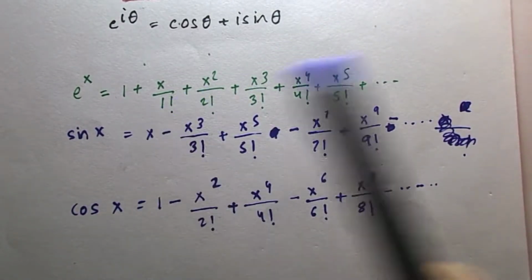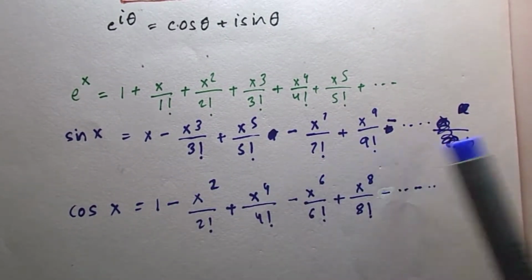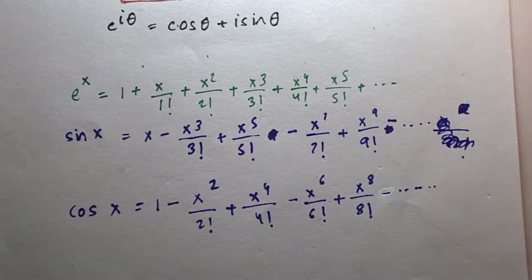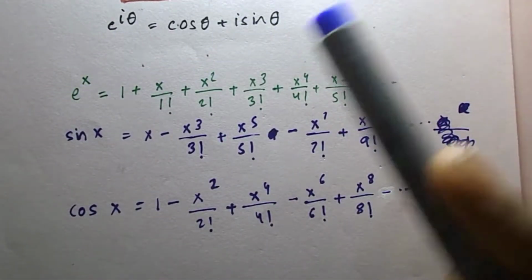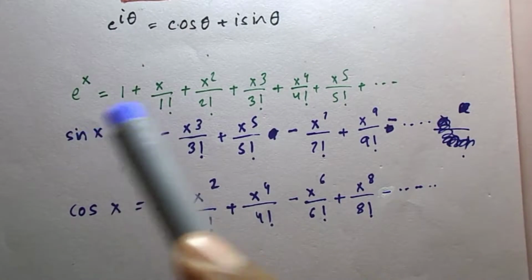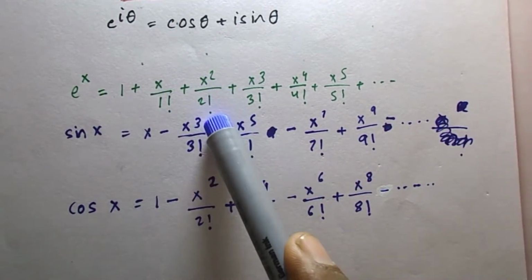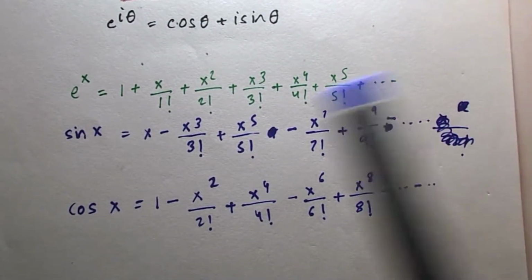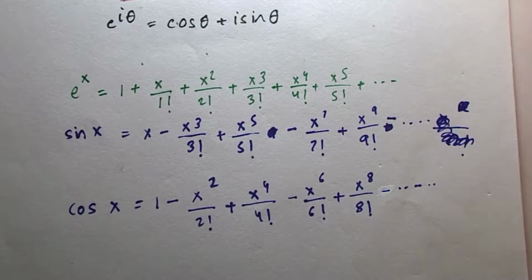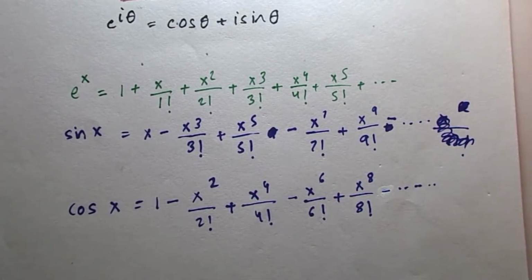And of course they continue, with the first term having plus, then minus, plus, minus, plus, minus, and it would continue. Now if you see this e to the power x expansion, this series is very simple, you can understand. It's 1 plus x by 1 factorial plus x squared by 2 factorial, and so on. So it's x to the power n by n factorial, where n is any positive integer and n is not equal to 0.